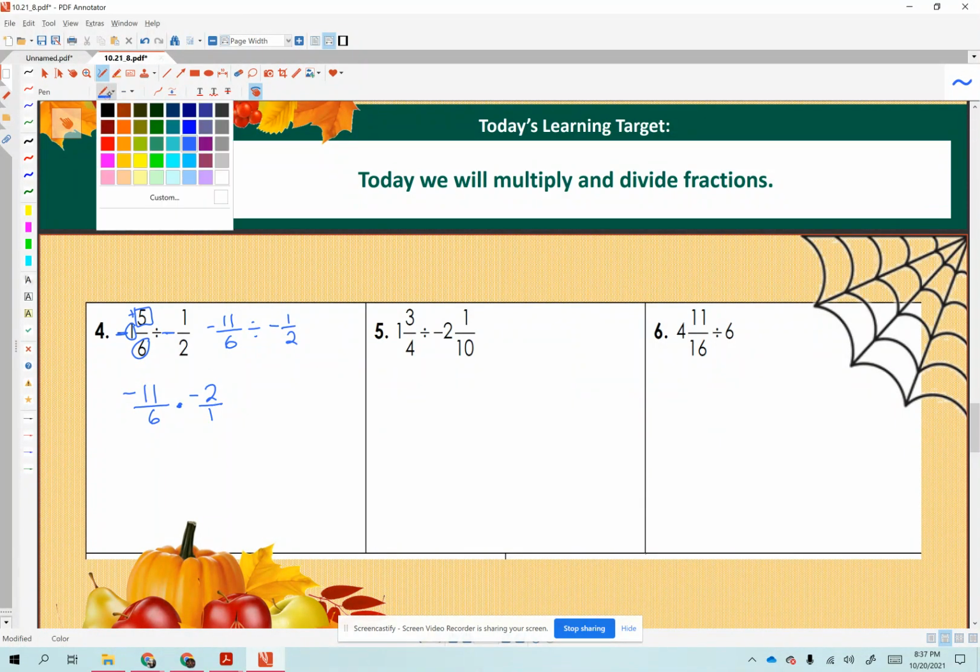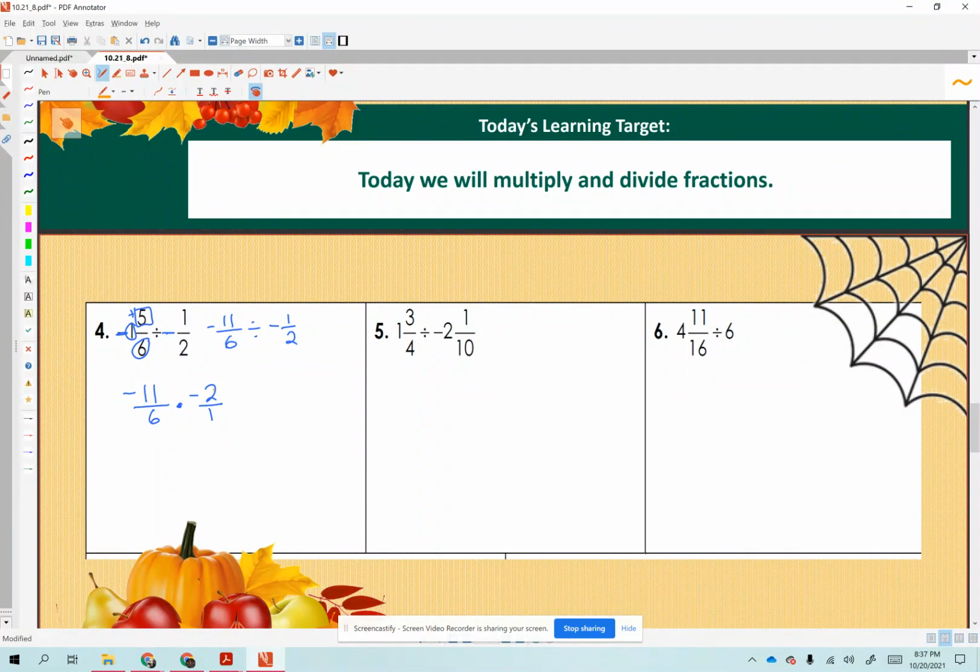So I can simplify a little bit. I can divide 2 by 2 for 1 and 6 by 2 for 3. And now I'm ready to multiply across. Negative 11 times negative 1 is positive 11. 3 times 1 is 3. So 11 divided by 3, remember that's negative. No, that's positive because a negative times a negative is a positive.